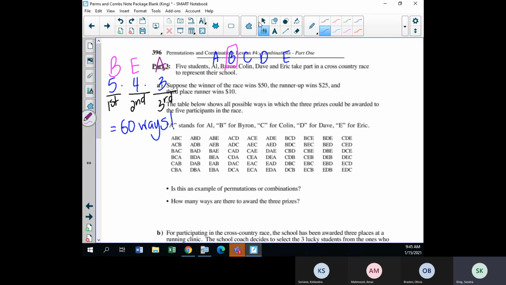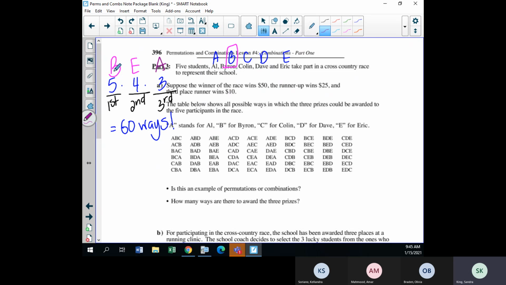The order matters because I can't take Brian and say, you know what, Brian, you did win in the top 3, but I'm just going to write you down here, right? Because then I just gave him third place. So in a race, the order matters, right?